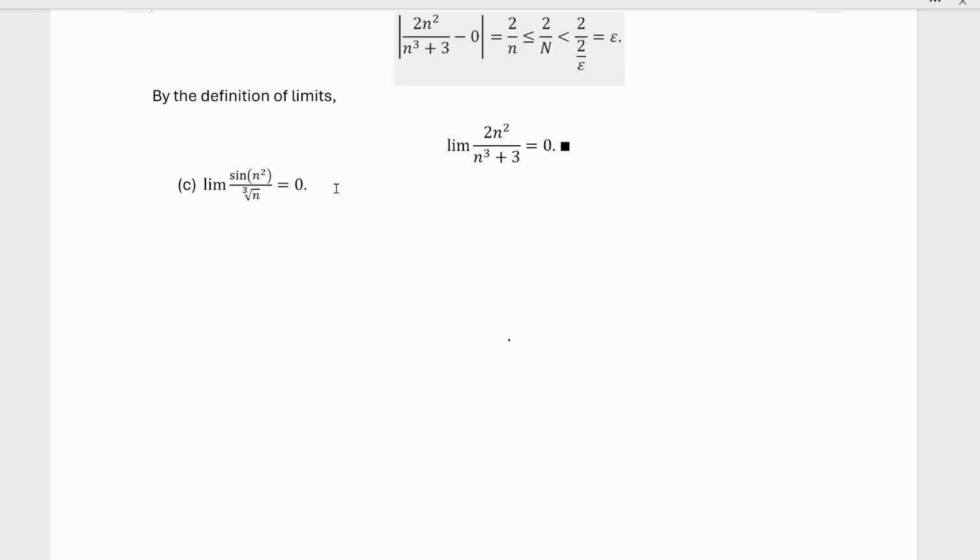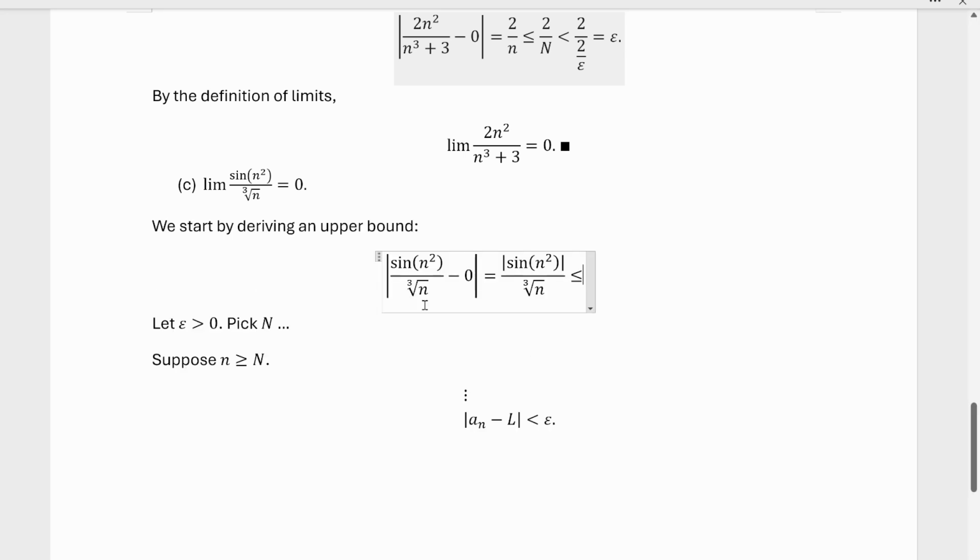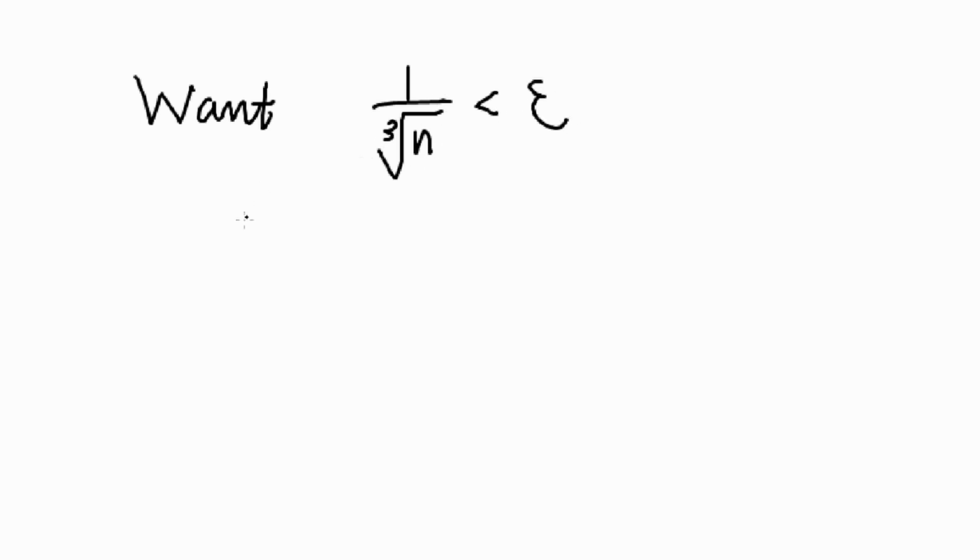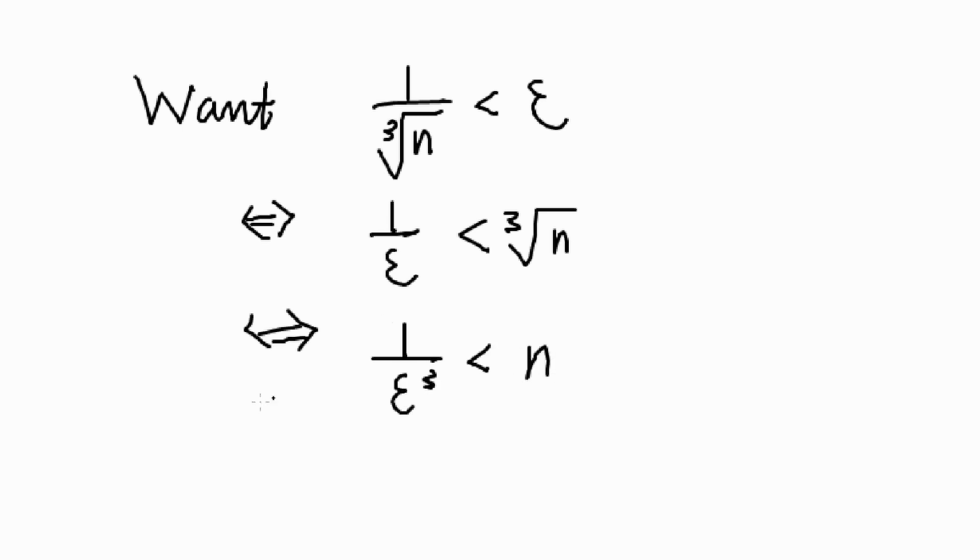So let's write that up. As we did earlier, we first lay out the template. As we just discussed, we derive an upper bound first. The distance between the sequence and the proposed limit 0 is less than or equal to 1 over the cube root of n. Going back to our scrap paper, we want the upper bound to be less than epsilon, and we can easily solve for n. So we're going to pick big N to be greater than 1 over epsilon cubed.